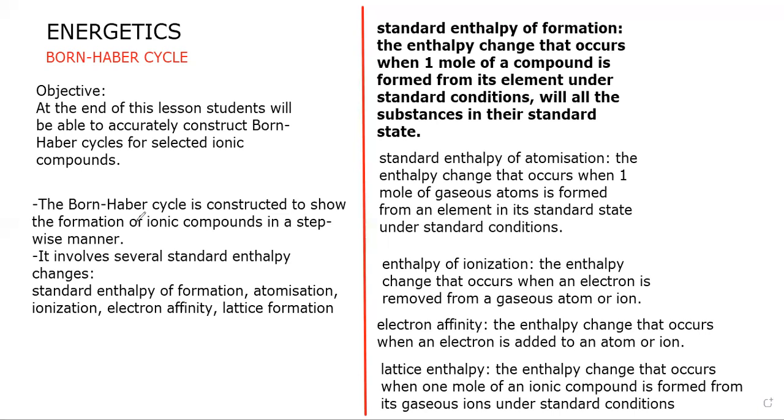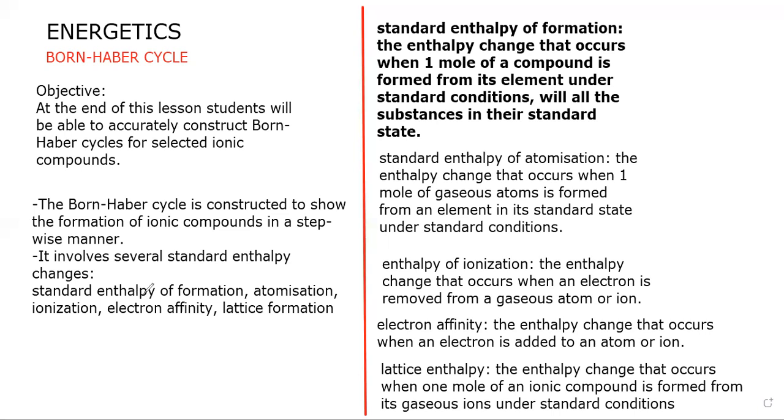If you remember ionic bonding, it just shows the transfer of electrons from the metal to the non-metal, and then you get your cations and your anions as a result. But this is going to show a different approach, a stepwise process to forming that ionic compound. And we will look at a series of enthalpy changes that occur.